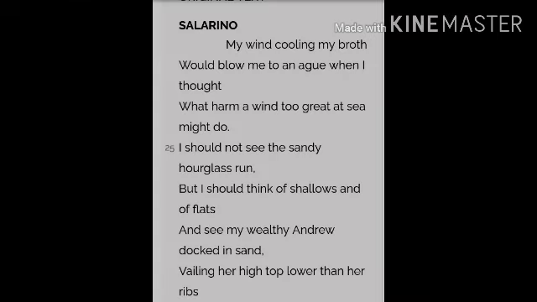So next we have Salarino's dialogue. Salarino: My wind, cooling my broth, would blow me to an ache when I thought what harm a wind too great at sea might do. I should not see the sandy hourglass run, but I should think of shallows and flats, and see my wealthy Andrew docked in sand, vailing her high top lower than her ribs to kiss her burial.